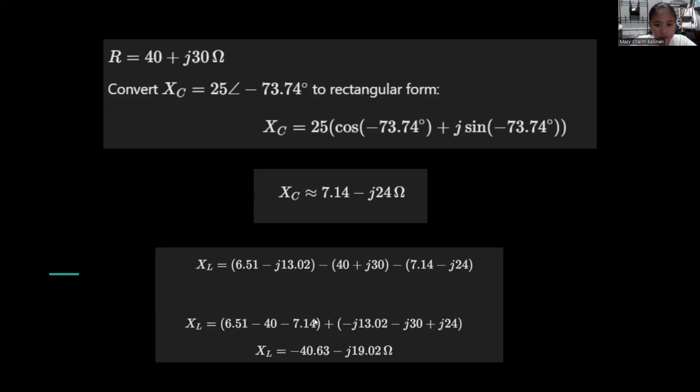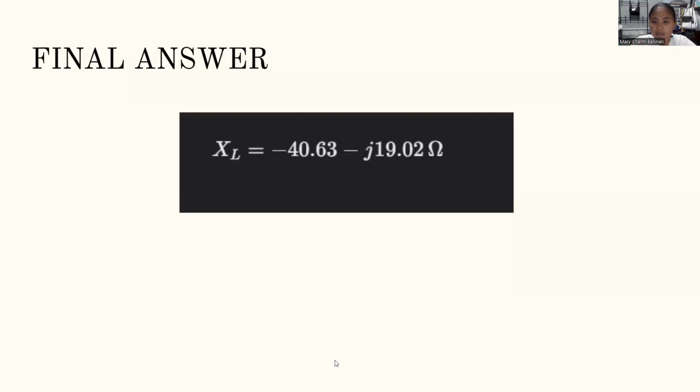So, giving us an XL of negative 40.63 minus j19.02 ohms, giving us that as our final answer.